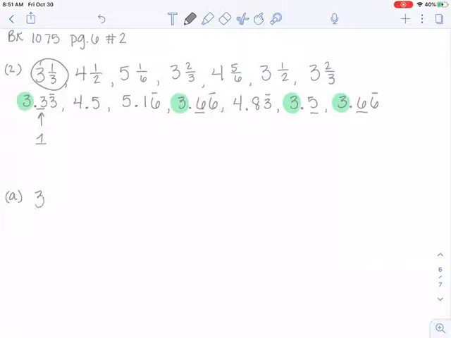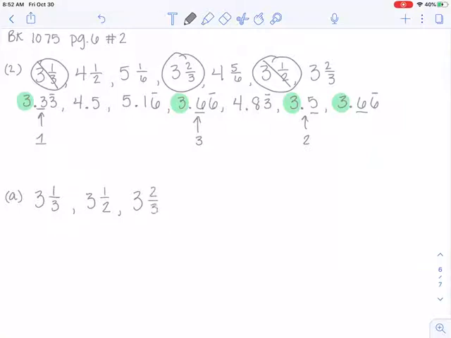So the first one I'm writing is 3 and 1/3. Then the next one that I have is 3.5. This is my second term. I'm going to be writing that in the fraction form as 3 and 1/2. Then I've got 3.6 repeating, which will be my third term. I'm writing that as 3 and 2/3. And then again another 3 and 2/3 for this one over here. So these two have been taken care of.